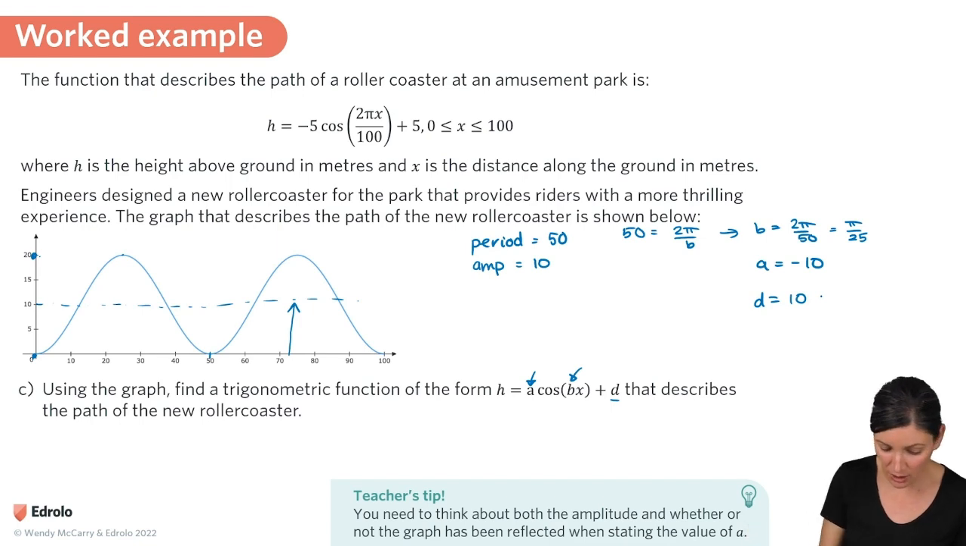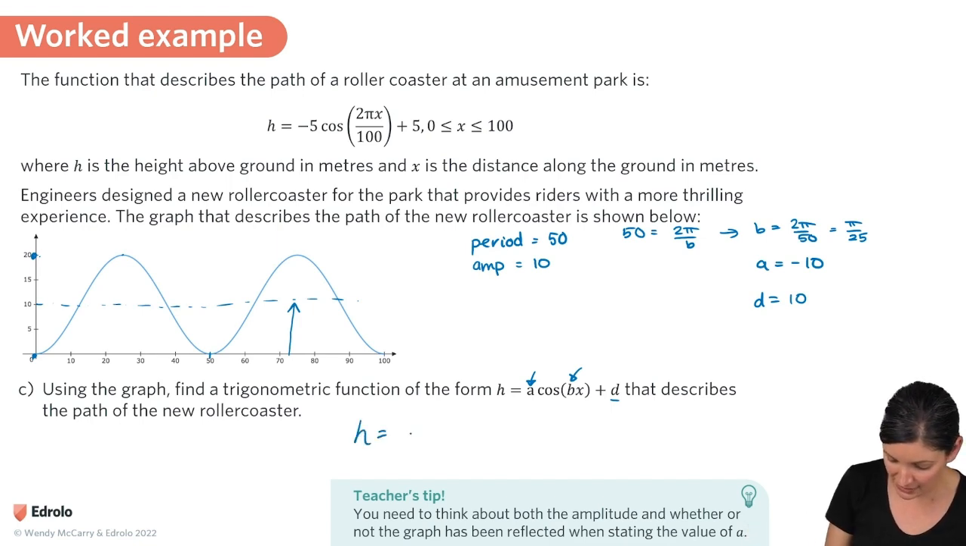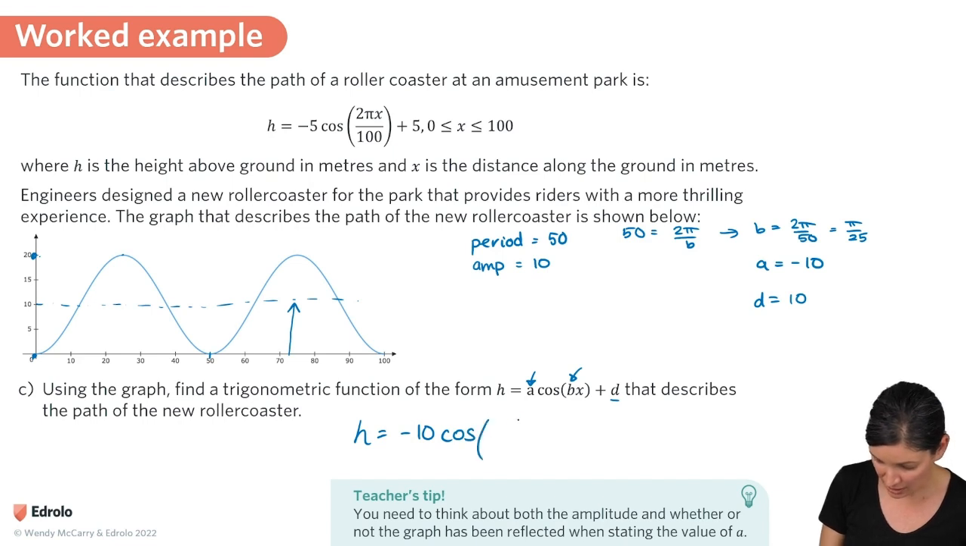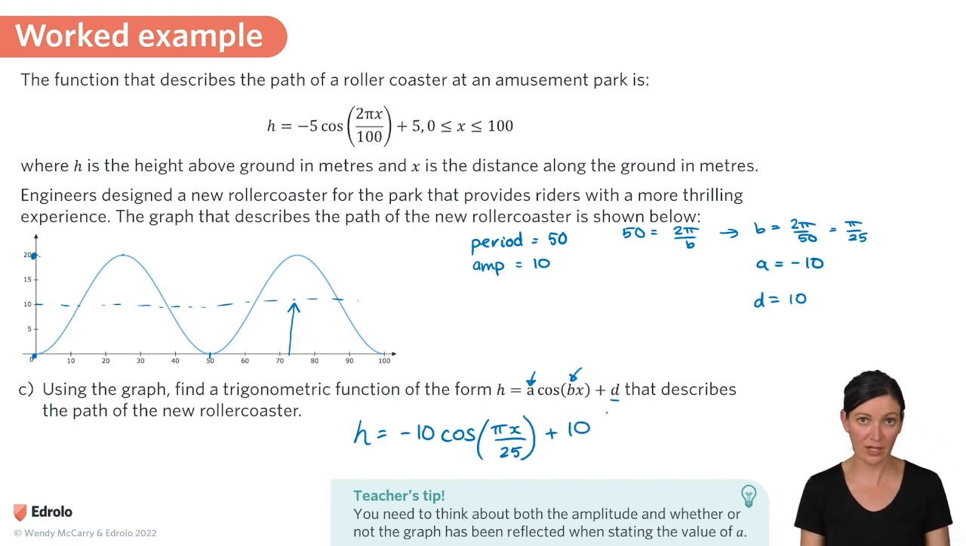Okay, so my new equation would be h equals negative 10 cos of pi x over 25, plus 10. Okay, and if you're working on a calculator paper, you could always check your answer here by actually putting that equation into your calculator and making sure you have the correct graph.